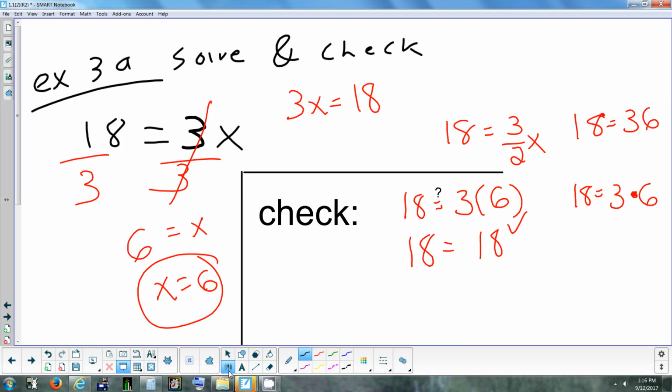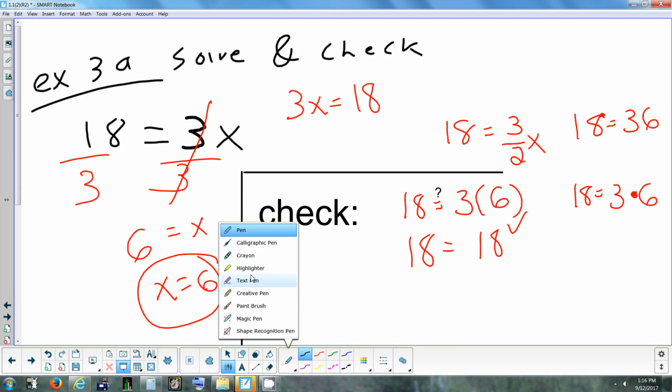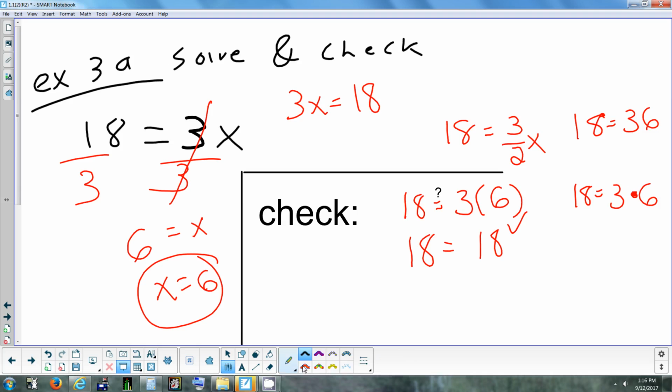Yeah, it checks. It works. And again, like I said yesterday, like Mr. Hager and I said yesterday, on the test on Friday, you're not going to have to check every single one. There's maybe only like 2 or 3 you have to check.